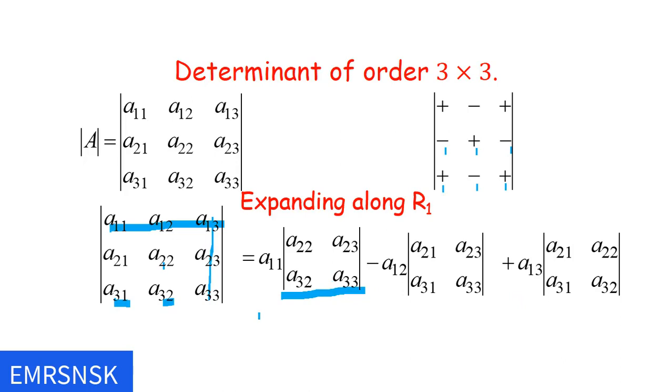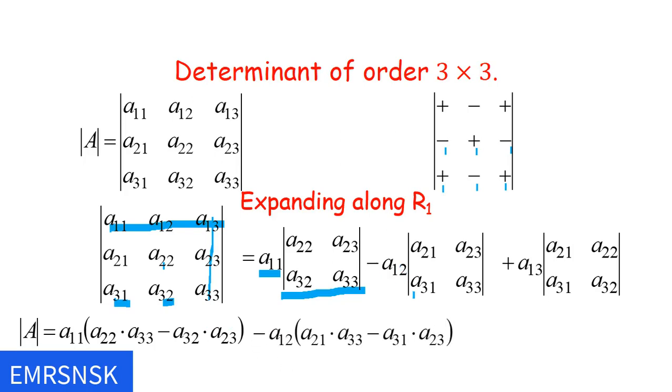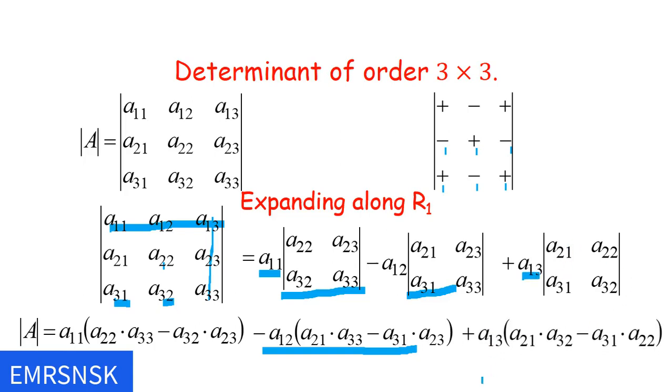So lastly I will write determinant of A is equal to A11 times the cross multiplication A22 and A33 minus A32 and A23. Similarly for the second term, and the third element will be A13 into this determinant. So this is the method to find the determinant of order 3 by 3.